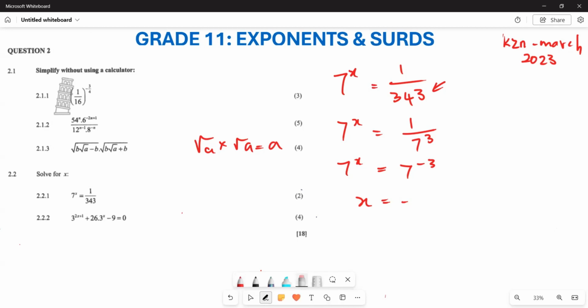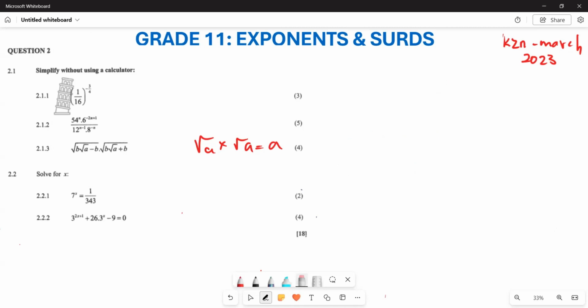Now, let's look at question 2.2 and see what it is that you can do in that one, right? Now, there are two ways in which you can solve this type of equation. Let's start with the first one. Now we are having 3 to the power of 2x plus 1 plus 26 multiplied by 3 to the power of x subtract 9 is equal to 0, right? So basically this is more of your trinomial equation, right? Now, I want us to firstly start here. How can you go about solving this?